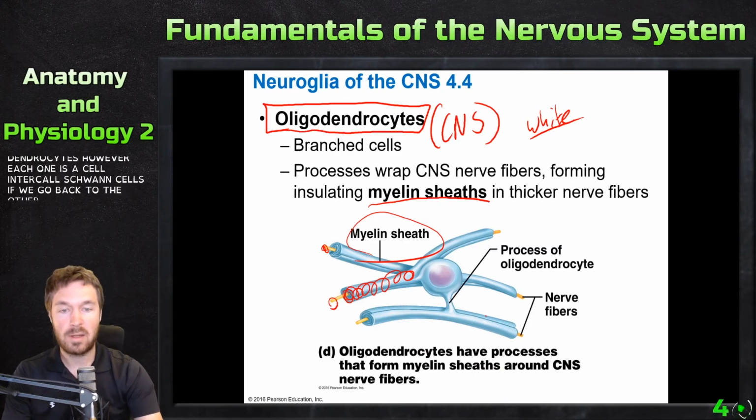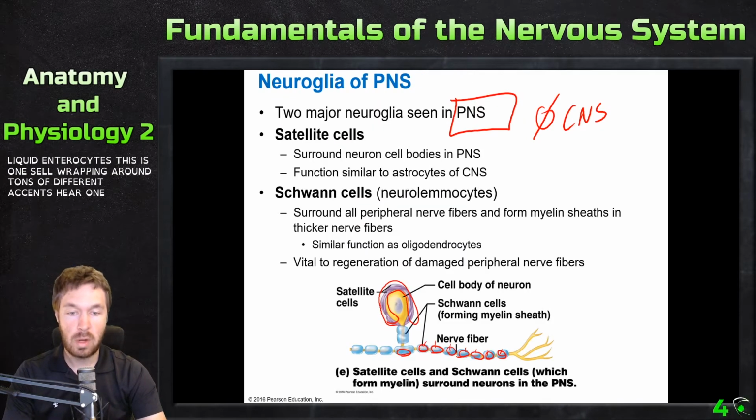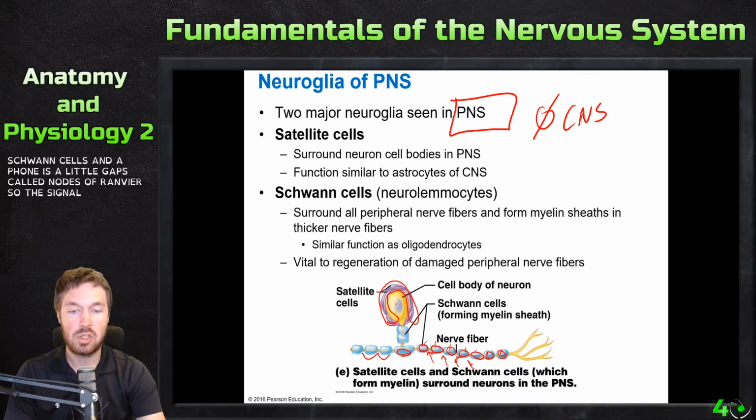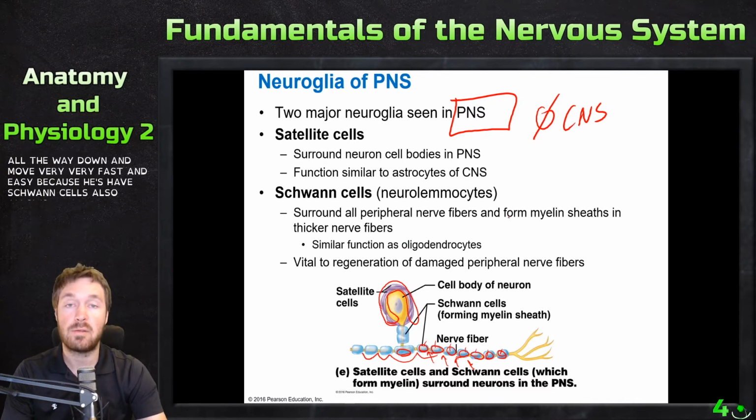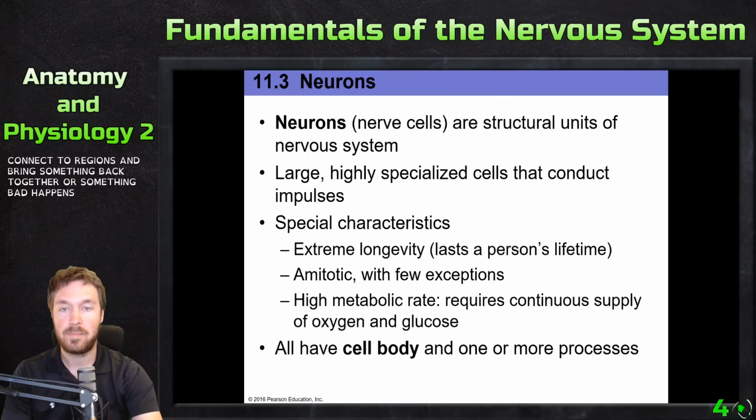If we go back to oligodendrocytes, this is one cell wrapping around tons of different axons. Here, one Schwann cell only wraps around one little region of an axon, and that's one big difference. So these are called Schwann cells, and they form these little gaps called nodes of Ranvier, so the signal can jump all the way down and move very, very fast. And because these have Schwann cells, it also allows regenerative capability, so they can connect two regions and bring something back together if something bad happens.